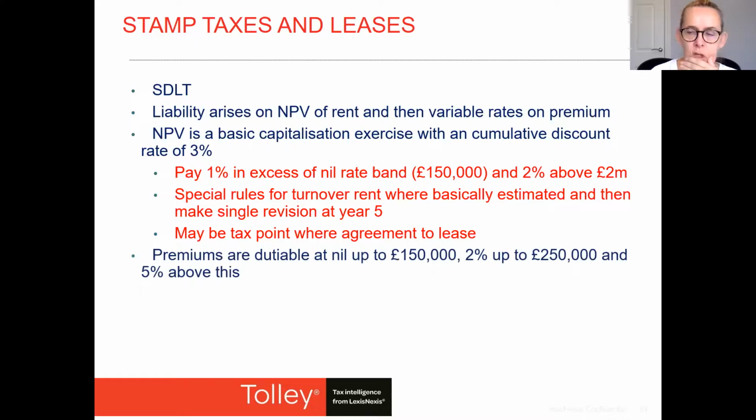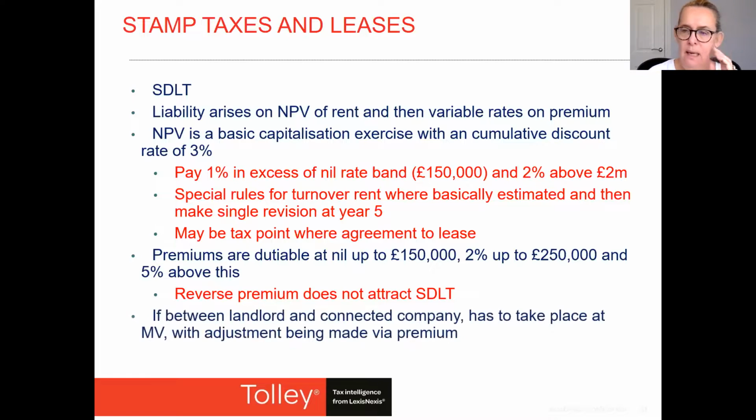Premiums are subject to the normal rates that would apply if you were buying a freehold property, which means that it is nil up to £150,000, 2% up to £250,000, and 5% above that. Reverse premiums do not attract SDLT.